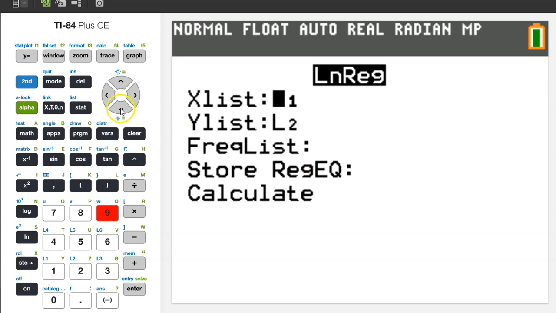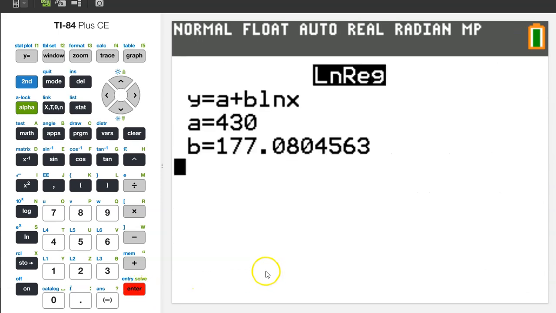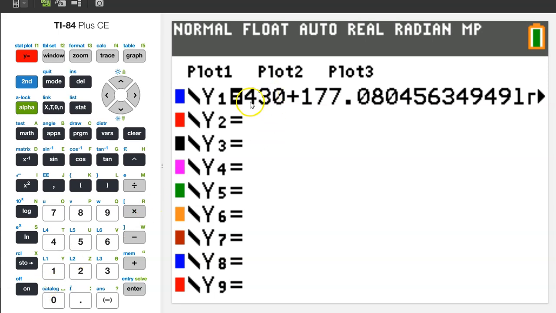Always have your calculator store the regression model as y1 by coming here and hitting alpha, trace, enter. Hit enter a couple more times and it will calculate the regression model. And there it is. So there's the A value and B value, exactly the same as what we found before. And the regression model has been entered as y1 with all of the many decimals.